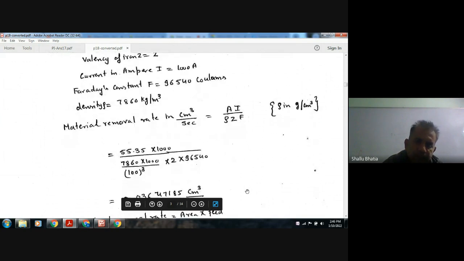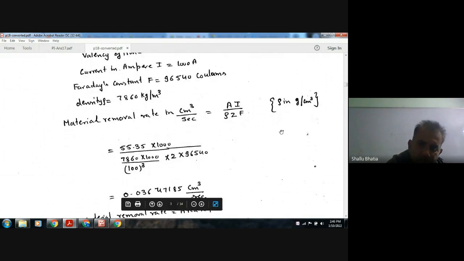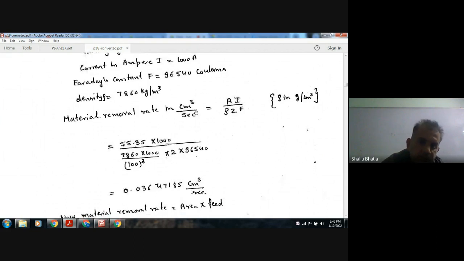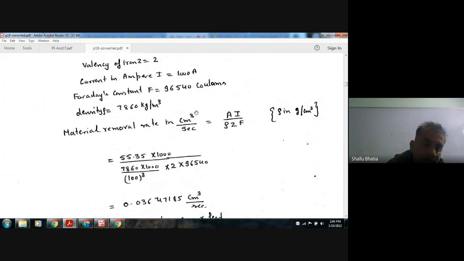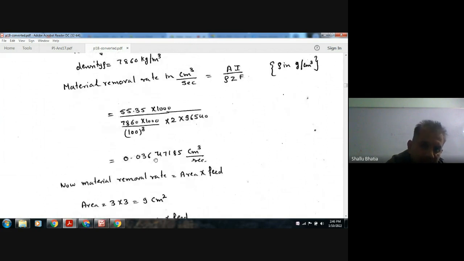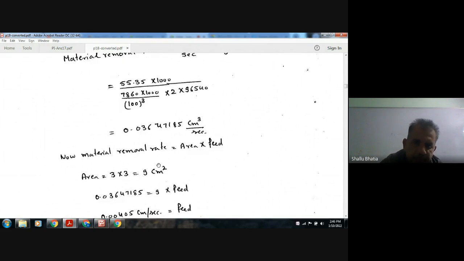Here rho is in gram per centimeter cube and Faraday's constant in coulomb, so we have to take all the quantities in CGS units. Metal removal rate will also be in centimeter cube per second. So this will be 0.0364785 centimeter cube per second.